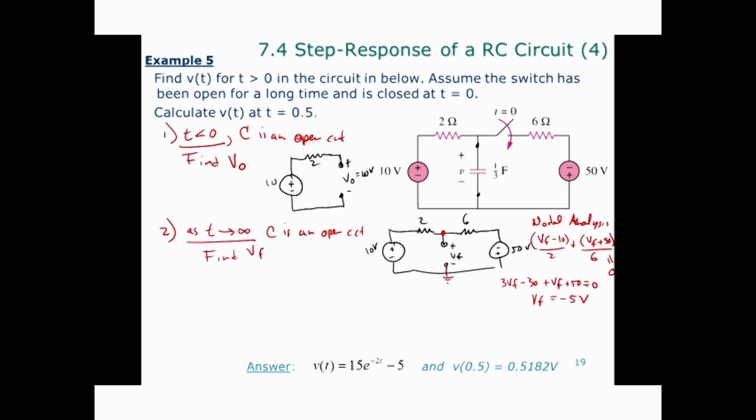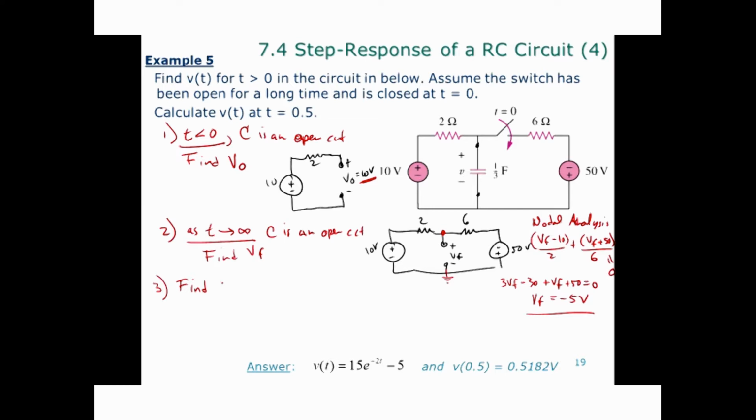And so therefore VF should be minus 5 volts, right? You've got 4 VF and you've got minus 20 there, so VF equals minus 5 volts. Okay, so that's step 2. So we found V0, we found VF, and these are all just going to be parts to our solution formula. And so step 3 is what? What else we got to do?